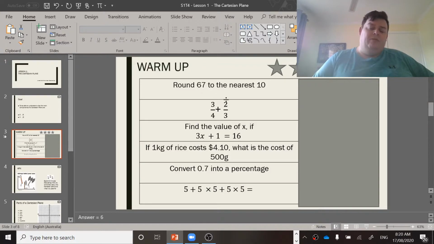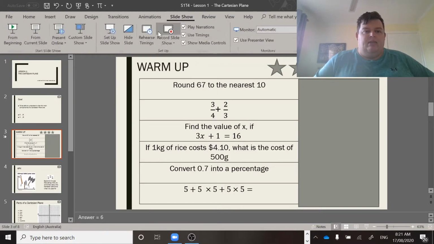What we're doing today is we're quickly starting a brand new topic, which is linear relations and how that works. Today we're going to be starting just by looking at the Cartesian plane. What I'd like to do to get your brains ticking over is to complete this warm up activity.